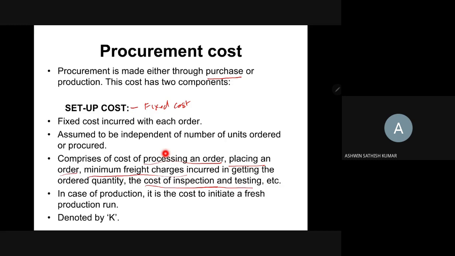In case of production, the cost to initiate a fresh production run means in some production runs we require initial setup, so you incur some minimum cost. With that setup, whether you produce 100 items or 1000 items or 10,000 items, the initial setup you have to bear. That initial setup cost is independent of the quantity produced.